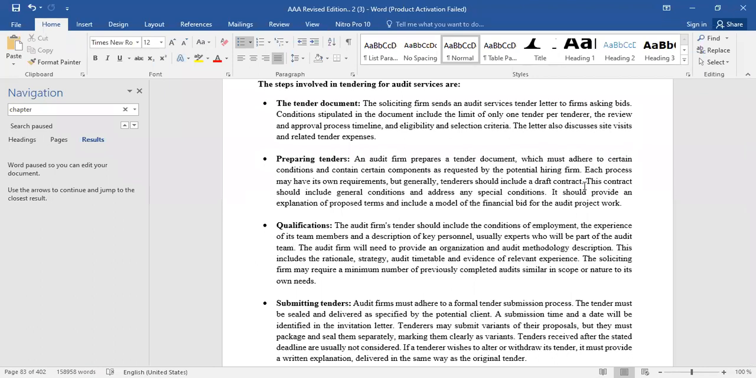This contract should include the general terms and conditions and address any special conditions. It should provide an explanation for the proposed tender, terms and conditions, and include a model for the financial bid for the audit project. Then you now look for the requirements. You look at the description of the personnel, the experts that are required, the audit team members that are required. Those are qualifications. If you have to show the audit strategy also, the time that you take, evidence of relevant experience, that is qualification now. Then now you submit the tender.